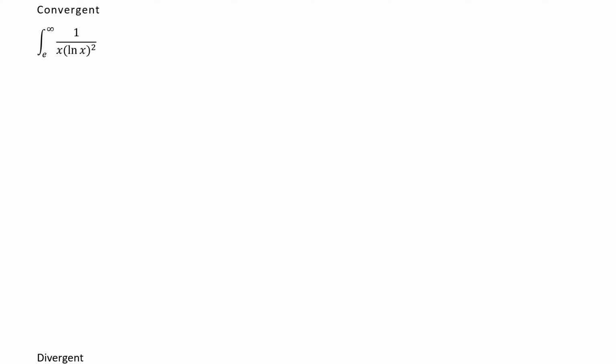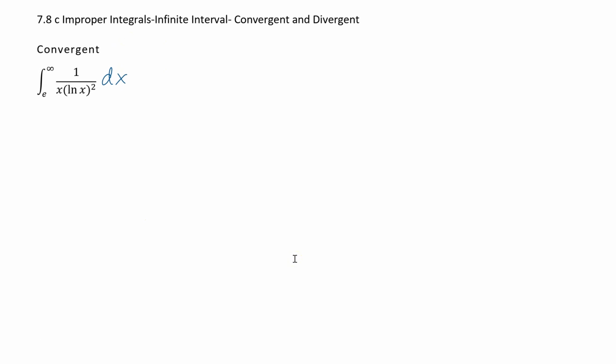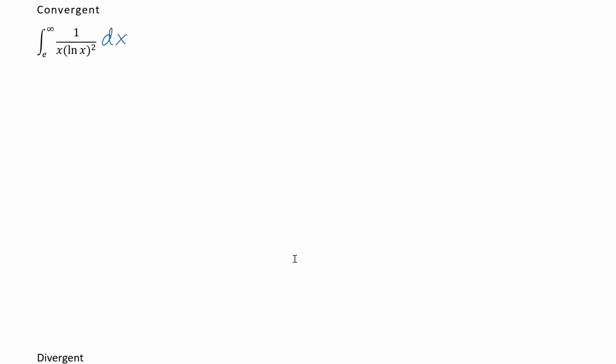All right, now that we've looked at improper integrals, now let's look at convergent and divergent. So if our limit exists here, we're going to be getting a convergent. There's supposed to be a dx on there. And then if it doesn't exist, we're going to be getting a divergent. So let's take a look at two examples to see why that is.